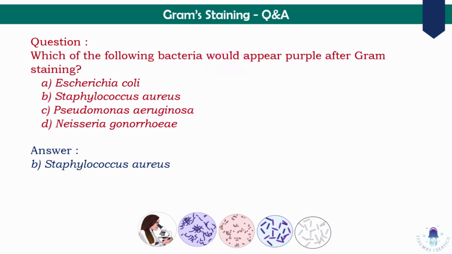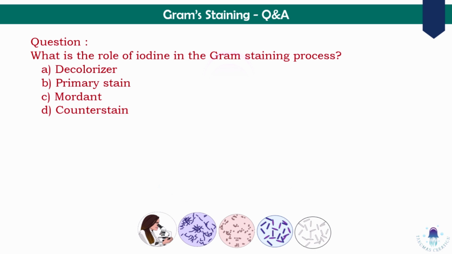Question: What is the role of iodine in the gram staining process? Option: A. Decolorizer, B. Primary stain, C. Mordant, D. Counterstain. Answer: C. Mordant.